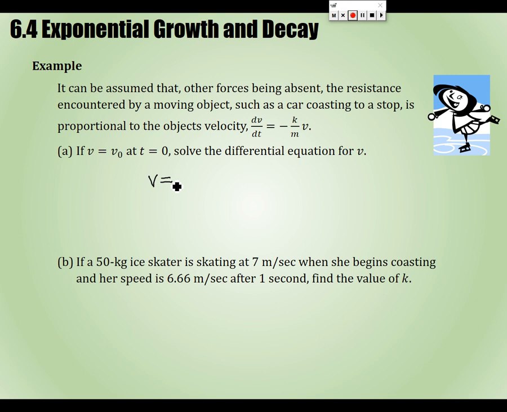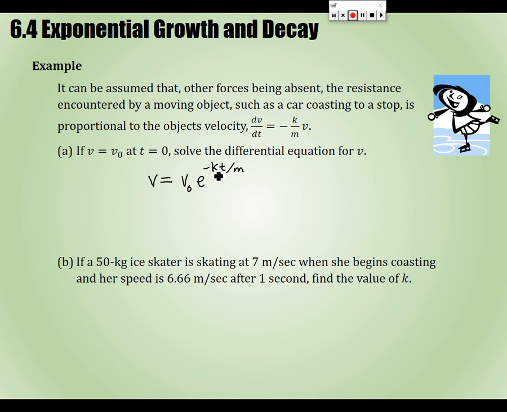I think there should be an e to the something in it. Okay, go ahead. Maybe we say kt over m. Whatever, the point is just make sure it's mathematically correct. So yes, very good. Nice job.